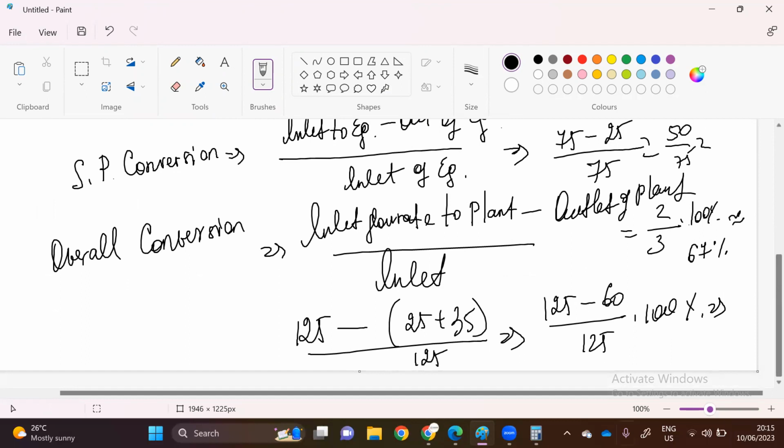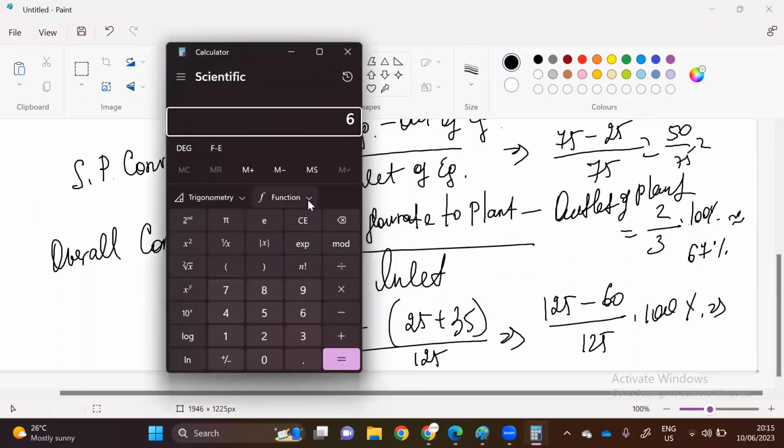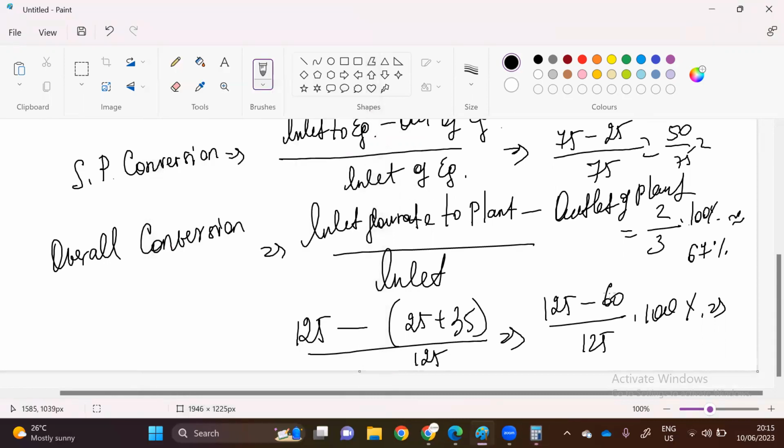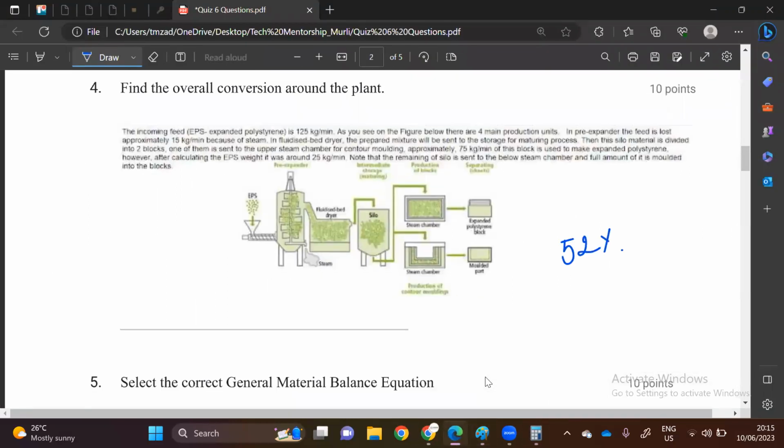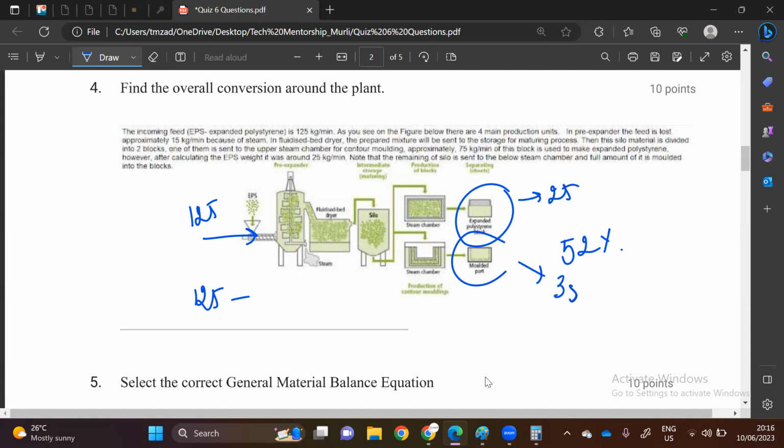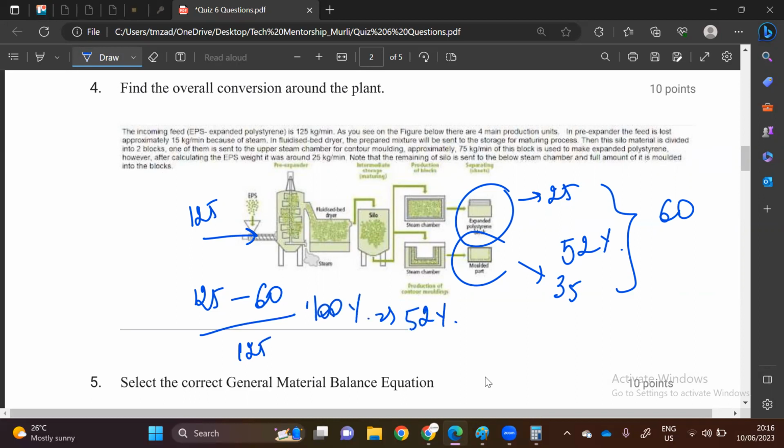And let's find the percentage with a calculator. 65 over 125. This makes 52%. Okay, the answer is 52. How did we do the calculations? The incoming flow rate was 125 minus the outlet. As you see, there are one inlet and two outlets. The outlet was 25, the outlet was 35, and we take the sum of them as 60, we wrote 125 minus 60 over 125 multiplied by 100. It made like 52%.